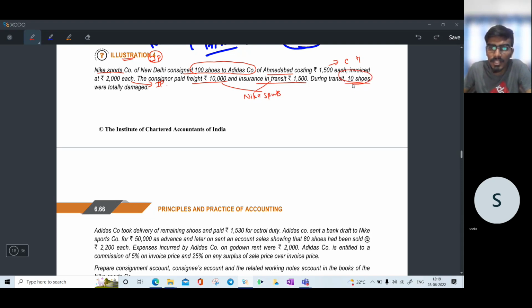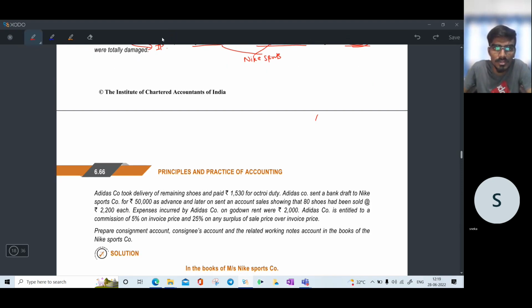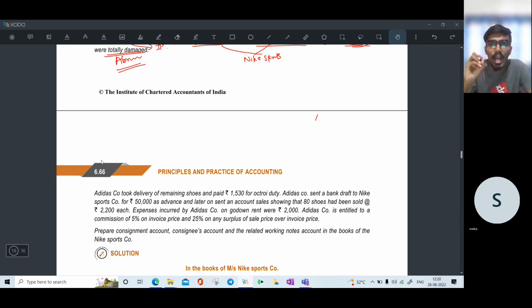During transit, 10 shoes were totally damaged when Adidas took delivery. We are assuming it as abnormal loss. You can also assume it as normal, but preferably ICA follows abnormal loss.